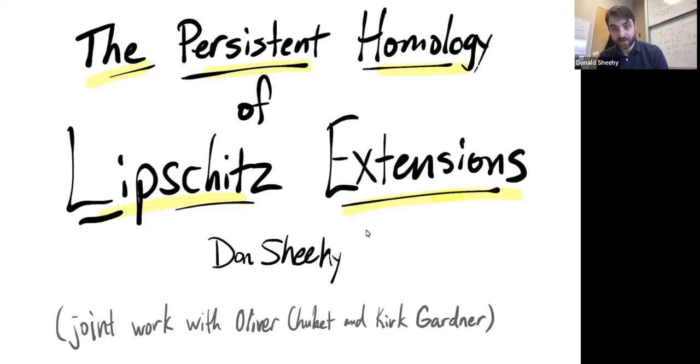In particular, there are some concepts I'm going to present today that I expect probably appeared in one form or another in the literature previously. So if you think of some references, please put them in the chat, especially with respect to something I call a sub-barcode. All right, so I'm going to talk about persistent homology of Lipschitz extensions. This is not Lipschitz extensions of persistent homology, which is a different thing. So if you're familiar with that work, I'm not doing that.